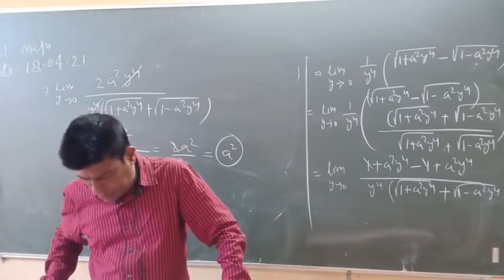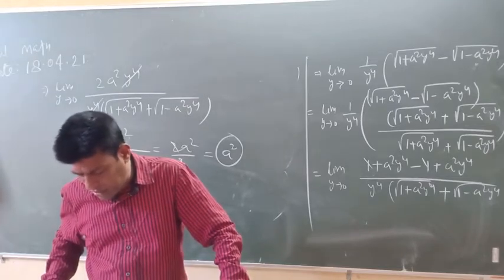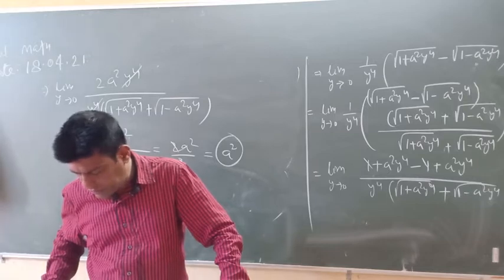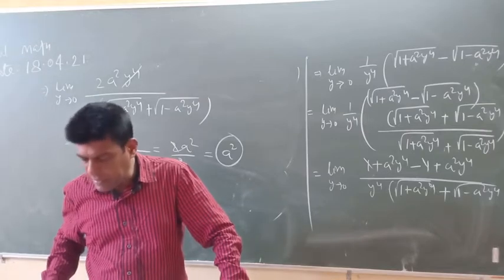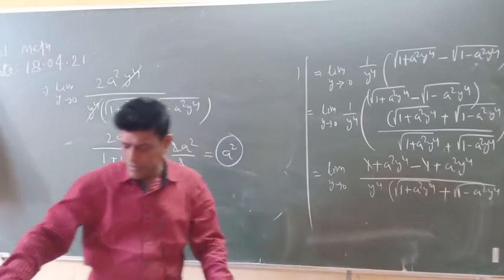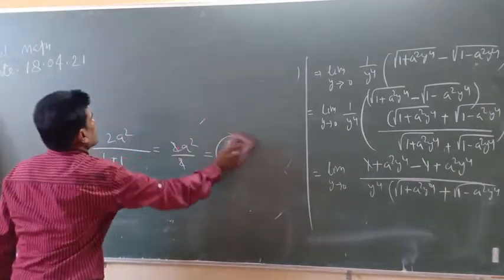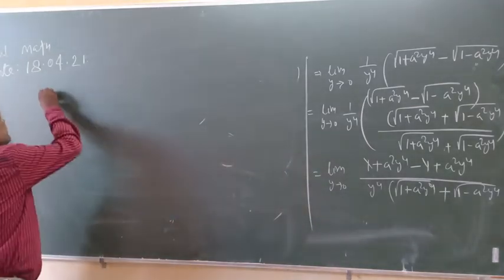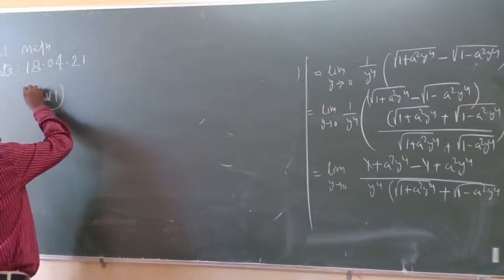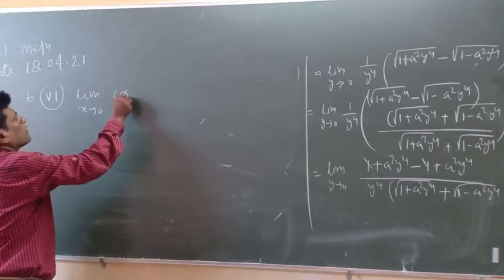Number V1, V2 and V3, both are very easy questions. Try to solve some of these questions. Okay, now limit V1: limit x tends to 0, cos of sin x.